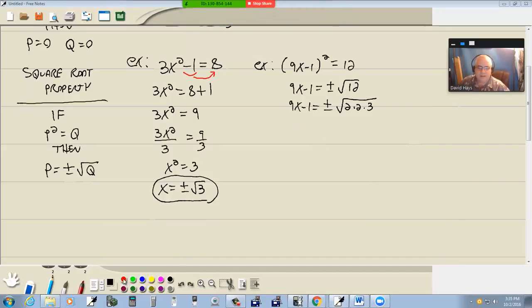Now we need a pair of somethings. Here's a pair of 2s, so they're going to come over as a single 2.